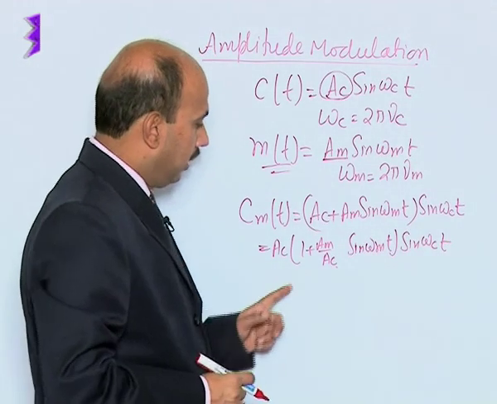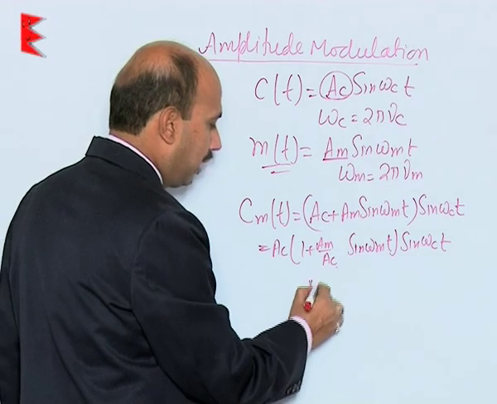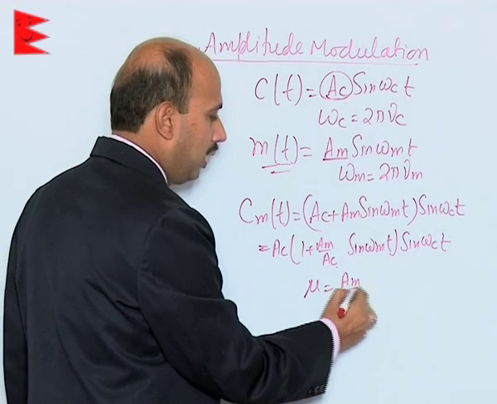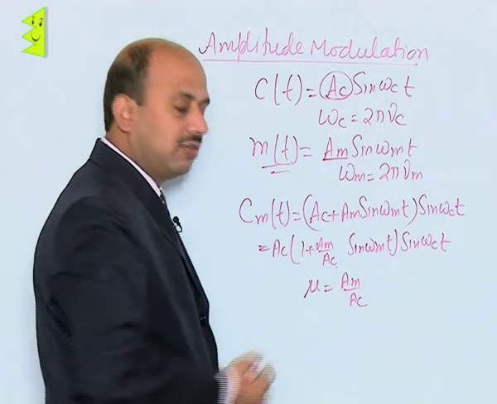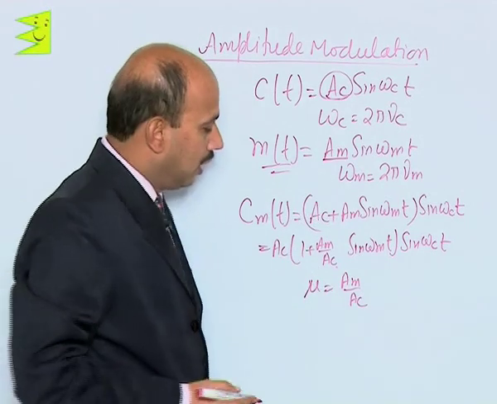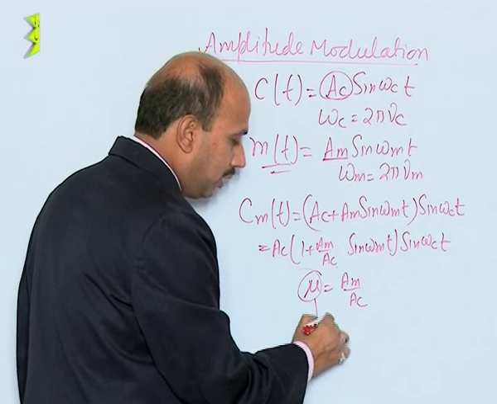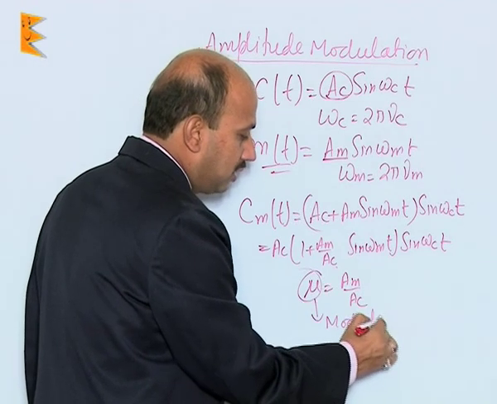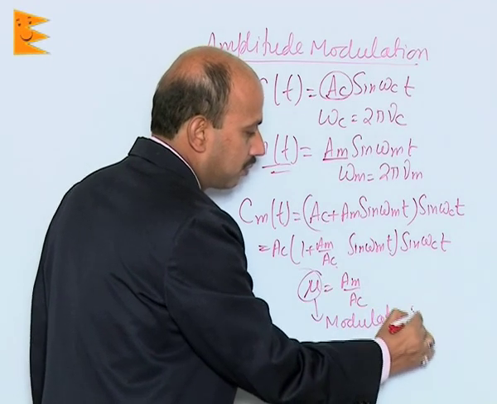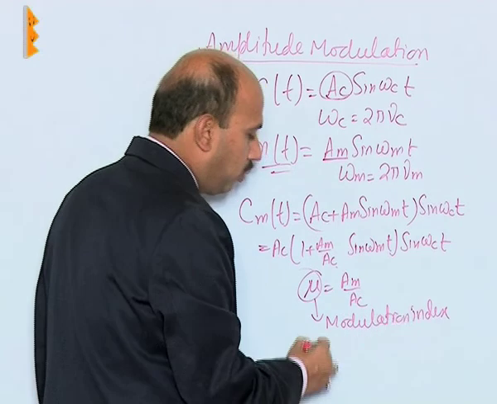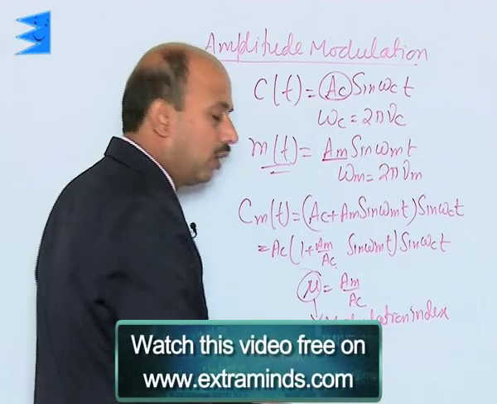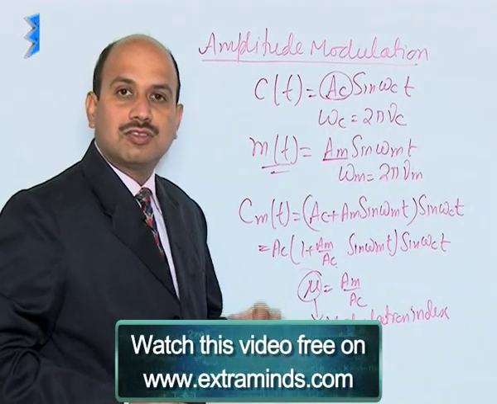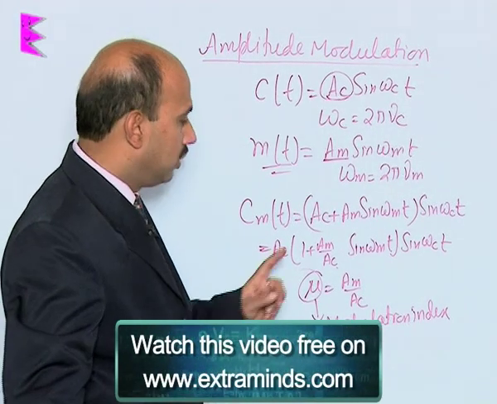Now see, in this case Am upon Ac we can replace with mu, mu is equal to Am upon Ac. Am is the amplitude of the modulating signal, Ac is the amplitude of the carrier wave, and this mu is called the modulation index. See here, the modulation index, the value of mu we must keep less than or equal to 1 to avoid distortion in the signals. So this is about that.